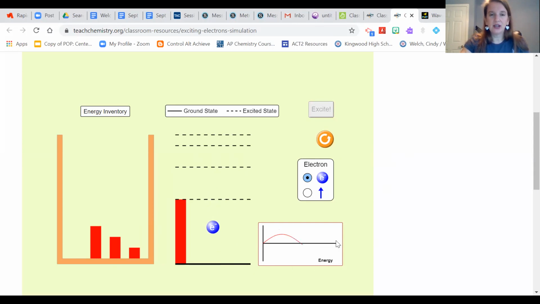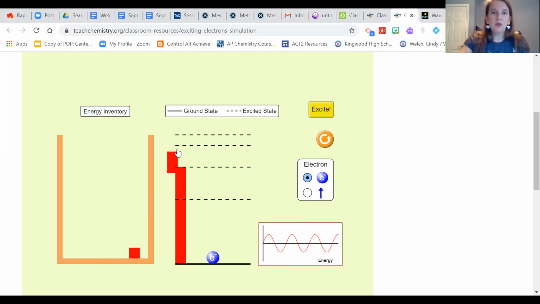Notice this graph down here. As the electron returns to ground state, it gives off energy, and energy travels in a wave. So that's why we see this graph down here. Now, if we give it a little bit more energy and excite it again, it can jump up to a higher energy state. As it comes back down, it's giving off a different amount of energy. That's going to correspond to a different kind of thing that we can see. We have a shorter wave here, and we're going to talk about this in a little bit.